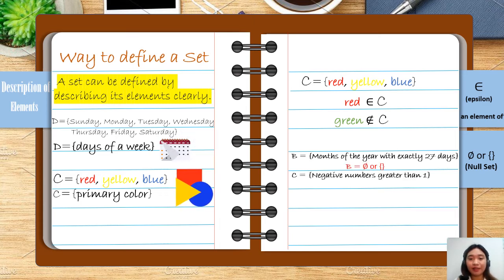Next, let's have set C, negative numbers greater than 1. Set C is also a null set because all negative numbers are less than 1.